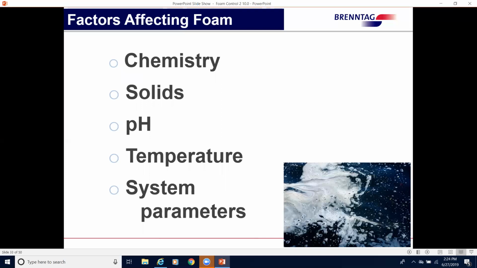So which factors most affect foam? Firstly, we have the chemistry of the water. Then we have solids. Are there any solids in the water? And if so, what types of solids? Then we have the pH and the temperature of the water. And also, what are the system parameters? Do you have a large or small amount of agitation, a lot of obstacles in the system, and so on and so on?